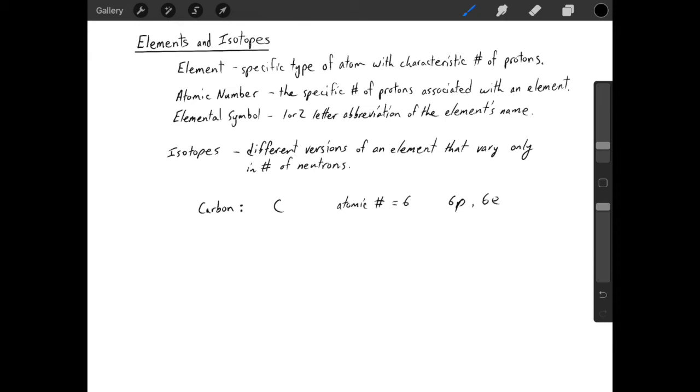Now within carbon, the number of neutrons is a little bit flexible. Most carbon atoms have 6 neutrons, but some of them have 7 and some of them have 8. That means we have 3 different versions, 3 different types of carbon atoms, or 3 different carbon isotopes.